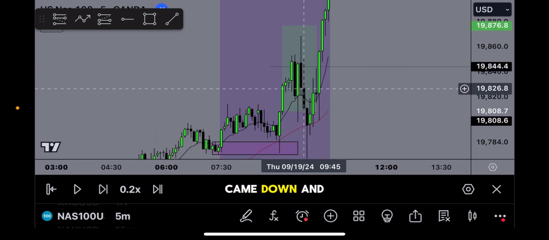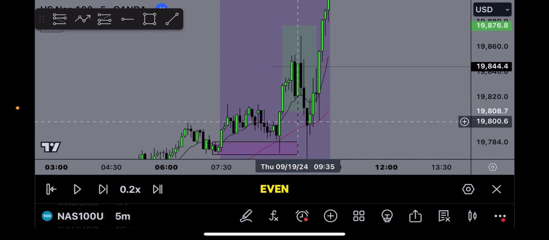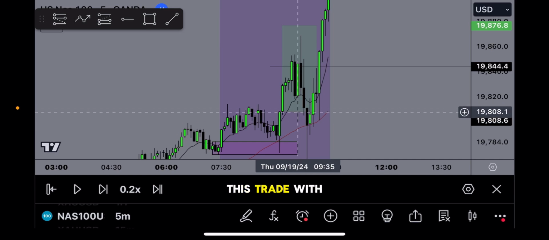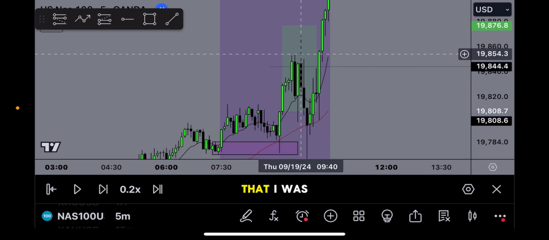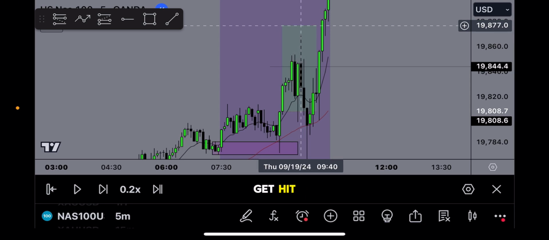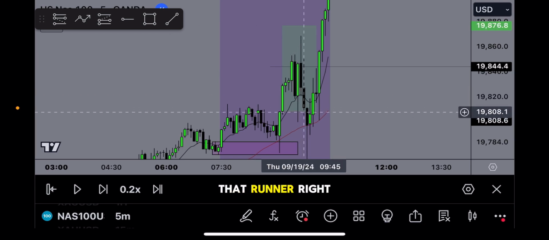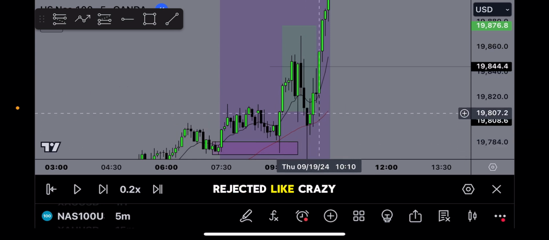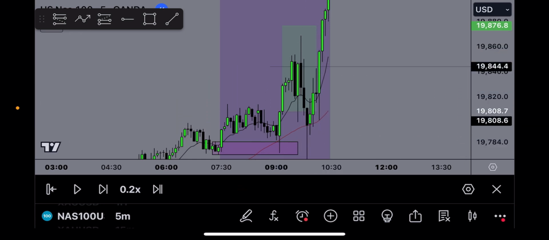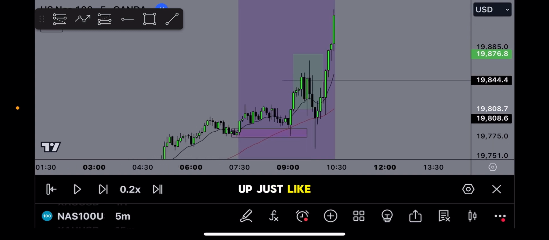Price would have come down and hit my break even, and I would have gotten out of this trade risk-free. I would not have taken a loss because I already closed out partials, and the runner that I was leaving for TP2 to get hit, it just hit at break even. So I didn't lose any money on that runner, right? Price came all the way down, grabbed liquidity and rejected like crazy, and then guess what? Boom. It continued going up just like we predicted.